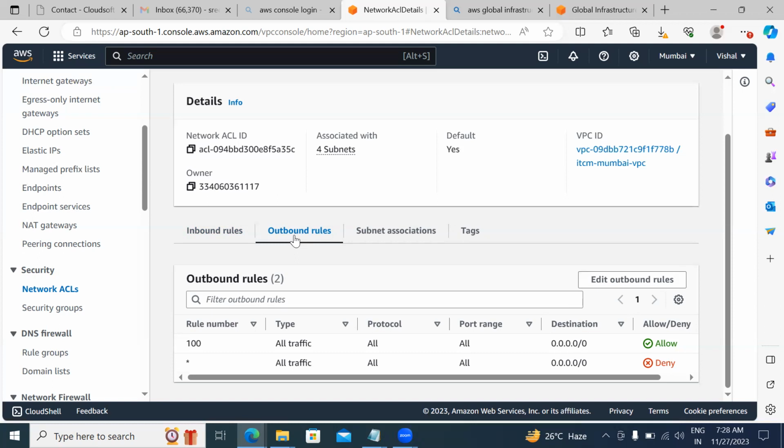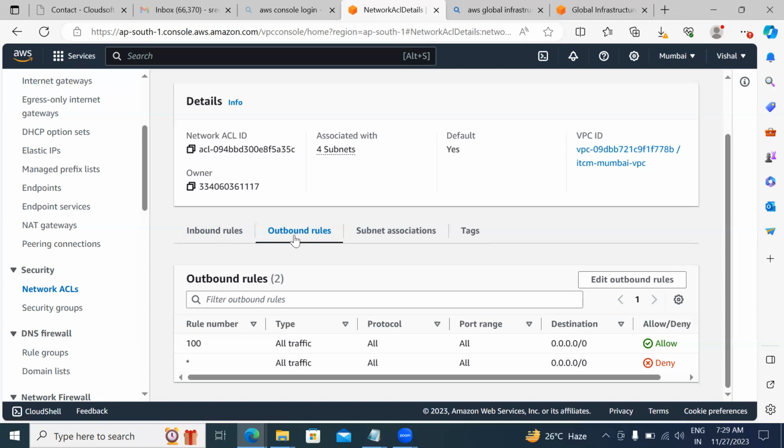So try to create one more NACL also. And by default in the VPC, we also get one security group. So explore all these options once.